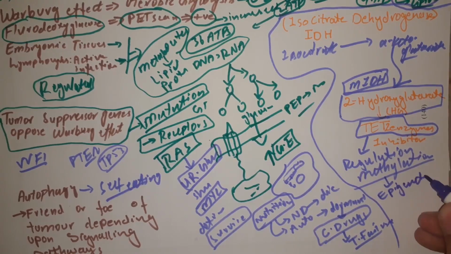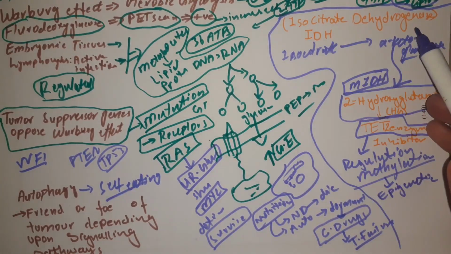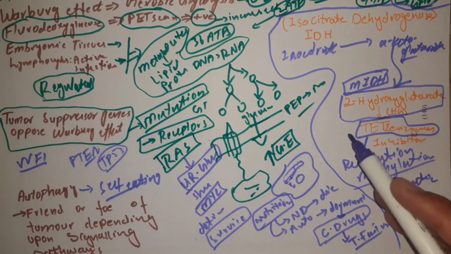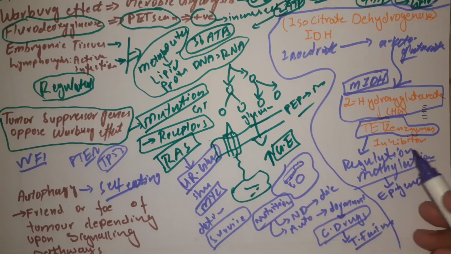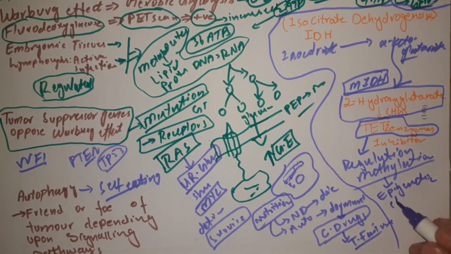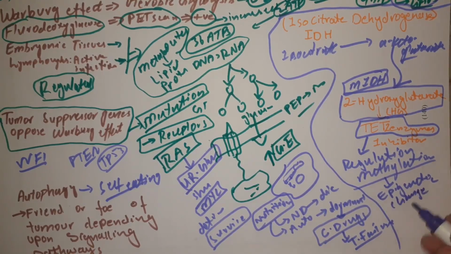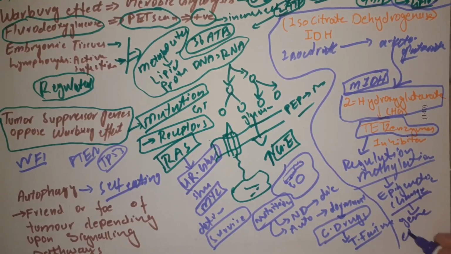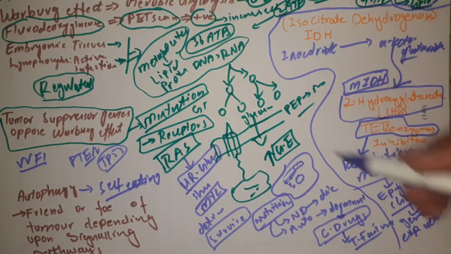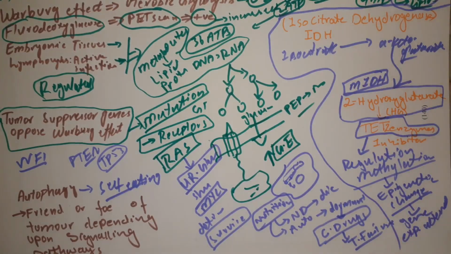So what is happening here? Isocitrate dehydrogenase got mutated. It converted alpha-ketoglutarate to 2-hydroxyglutarate, which inhibited the TET2 enzyme. As a result, there was abnormal methylation of DNA, and this abnormal methylation is an epigenetic change, and it can alter the expression of multiple genes. As a result of this change, there is neoplastic transformation. So this entire process is called oncometabolism.